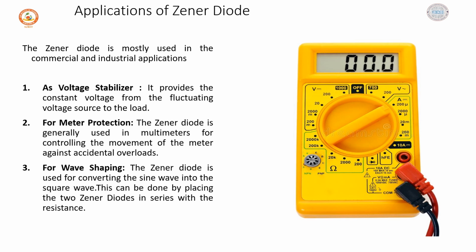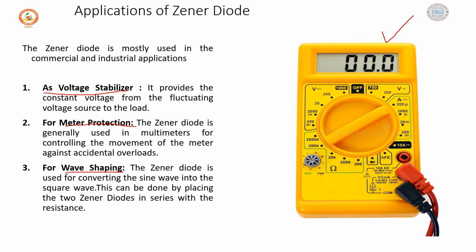Next, the applications of zener diode. The zener diode finds various applications in electronic circuits. The three major applications that we come across in regular labs and devices are: the zener diode can be used as a voltage stabilizer, the zener diode can be used for meter protection, and the zener diode can also be used for wave shaping. So here is the diagram of a multimeter, which helps us to measure various parameters of electronic circuits like voltage, current and resistance.